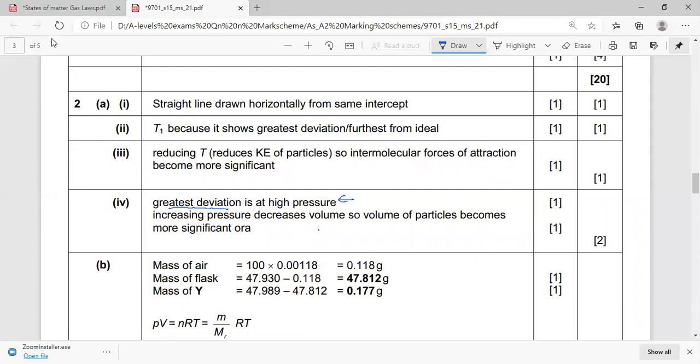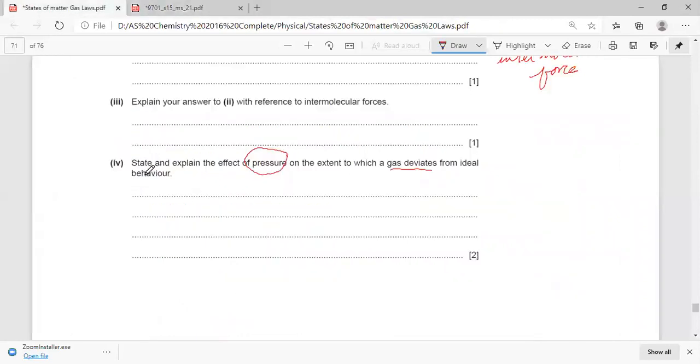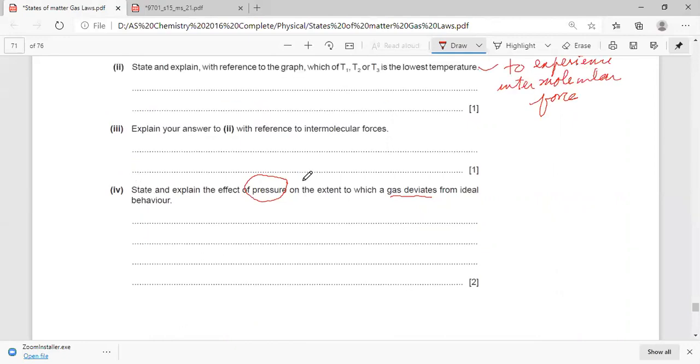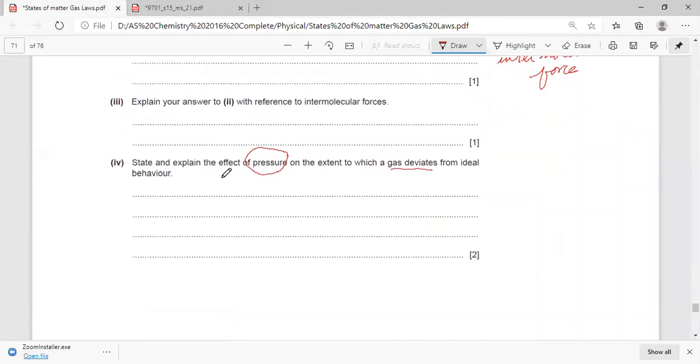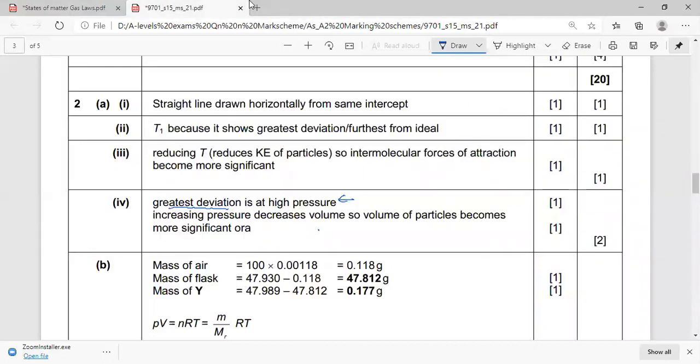See, look at the question. State and explain. So you must state how does the pressure affect deviation? State. Okay? So pressure, right? The greatest deviation, like you see here, the greatest deviation is at high pressure here, right? So it's 1 mark here. State. So the greatest here, great pressure. Greatest deviation at high pressure, 1 mark.